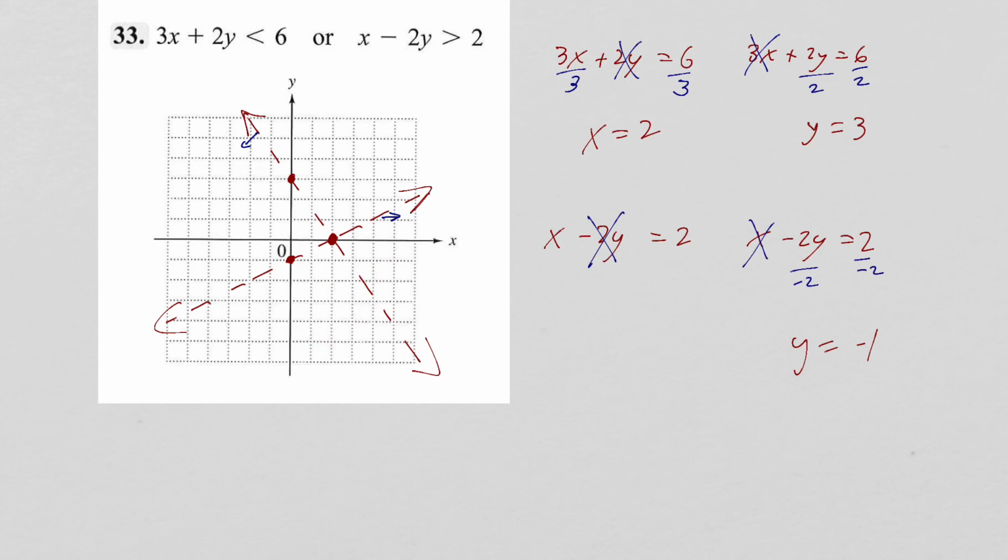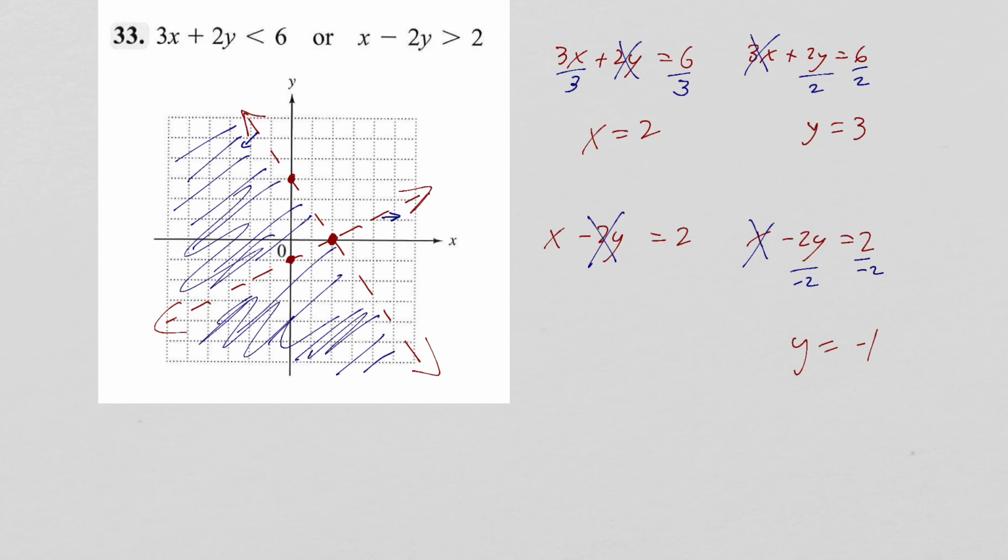And it's a union, so it's everything. So I'm shading everything on this side of this line and everything on this side of this line. And it's not just the intersection, it's everything. So the only portion that doesn't get shaded is right there. And that's it.